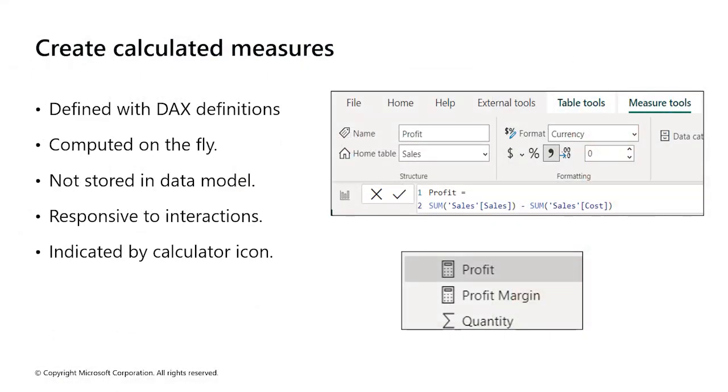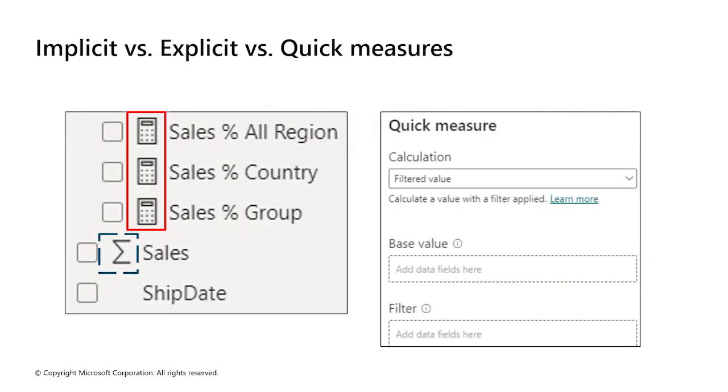By default, Power BI automatically aggregates numerical columns using functions like sum, average, min, max, count, or count distinct as the default summarization. This automatic aggregation is called an implicit measure, indicated by the sigma symbol. You can modify or disable implicit measures by adjusting the default summarization settings.